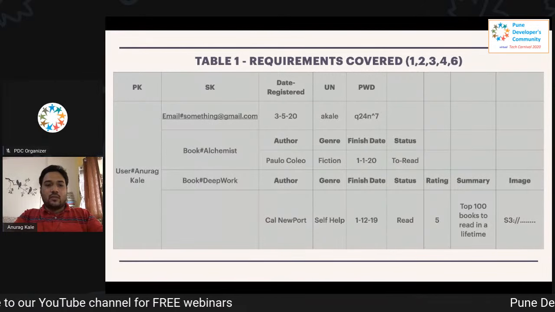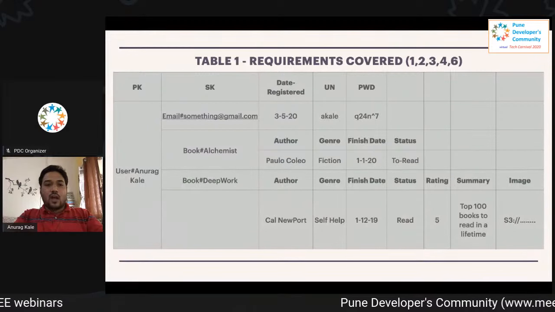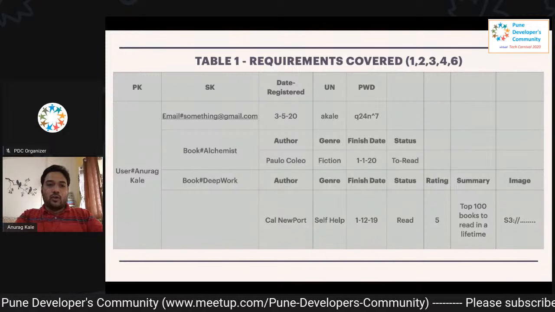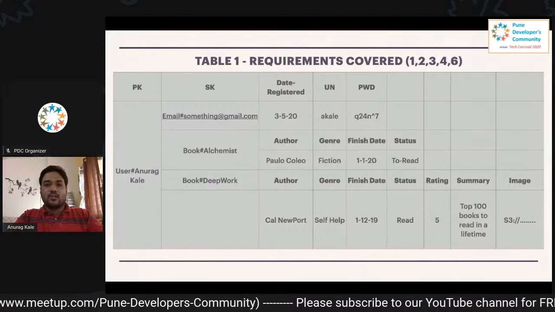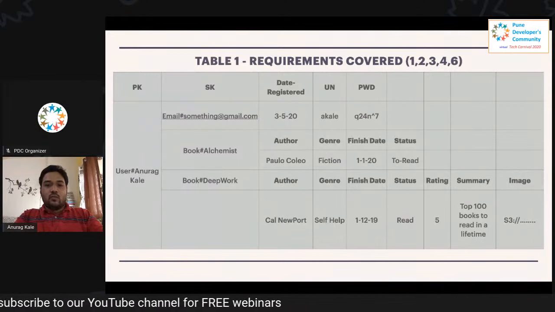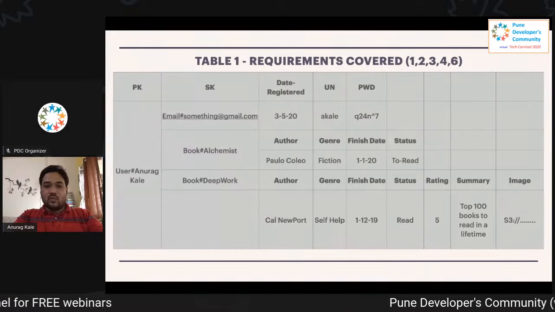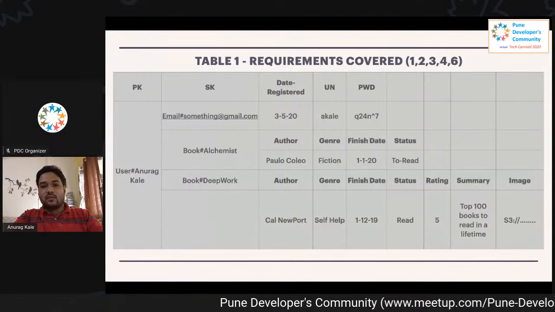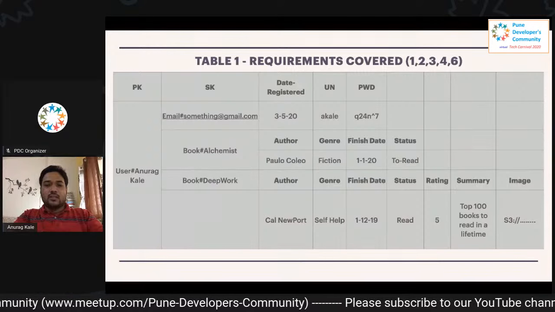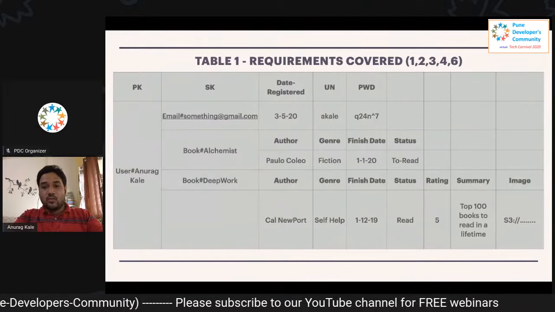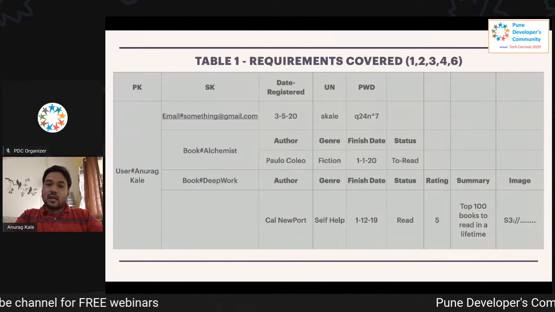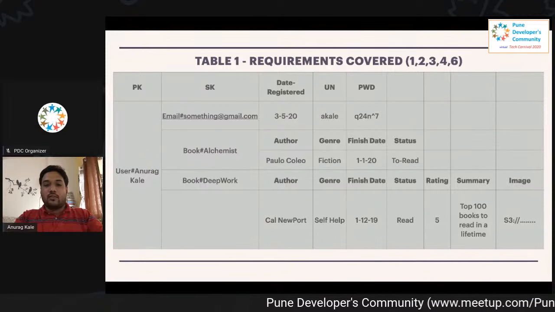As you can see, for the same partition key, I have different types of attributes for each of these items. For the first item, I have only three attributes: date registry, username, and password. Second, I have this book read with a status of to read. I want to read this book Alchemist, written by Paulo Coelho, with its genre, and the finish date by which I plan to finish it. The third entry is for the book Deep Work, which I've already completed reading. Then I have these extra attributes: I have rated it 5, I have a summary, and I have an image of this particular book.